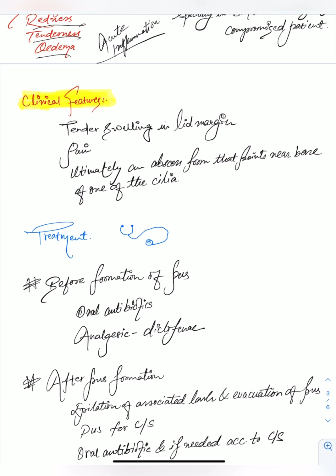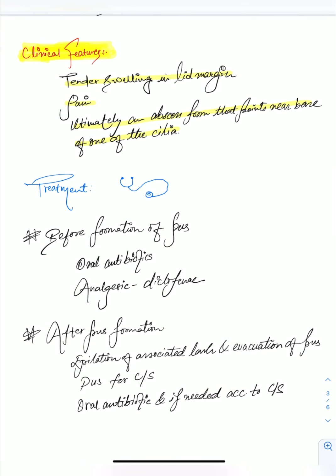The patient who comes to you has pain and swelling in the lid margin, in the eyelashes. So you can say simply that there is a tender swelling in the lid margin, pain, and ultimately an abscess formed near the base of one of the cilia. So now we can go for treatment.